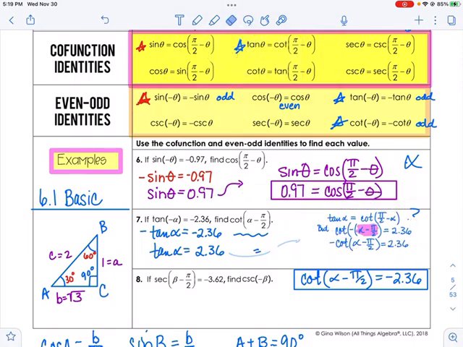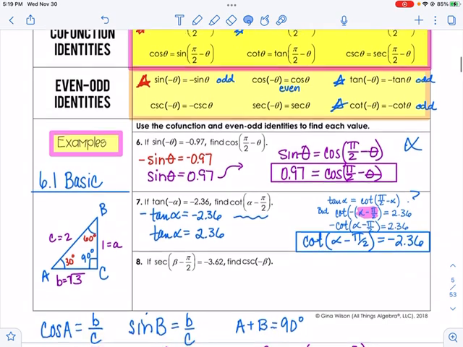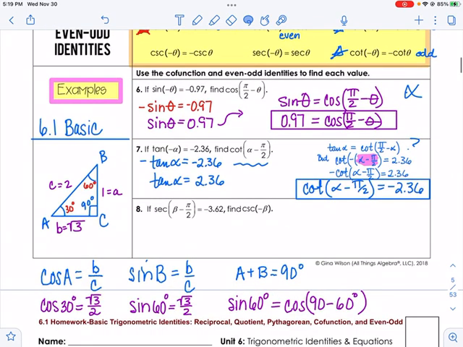Okay, and then the last one, we're looking at the secant of beta. So that B is also a Greek letter. The B is the beta, which you can kind of guess. You guessed it right. Alpha is the first letter in the Greek alphabet, and beta is second. All right, so we have the secant of beta minus pi over 2 is equal to negative 3.62.